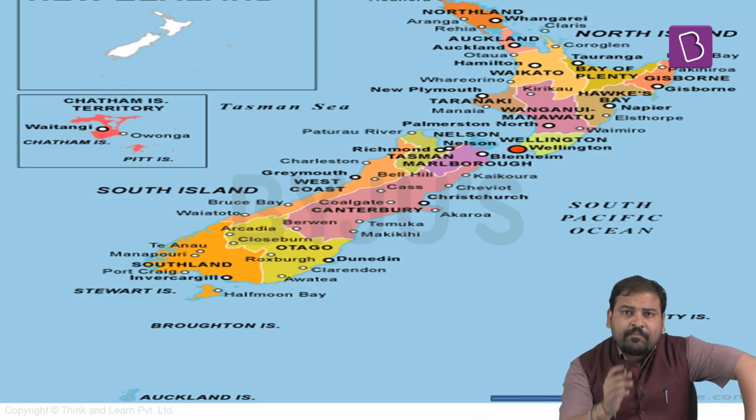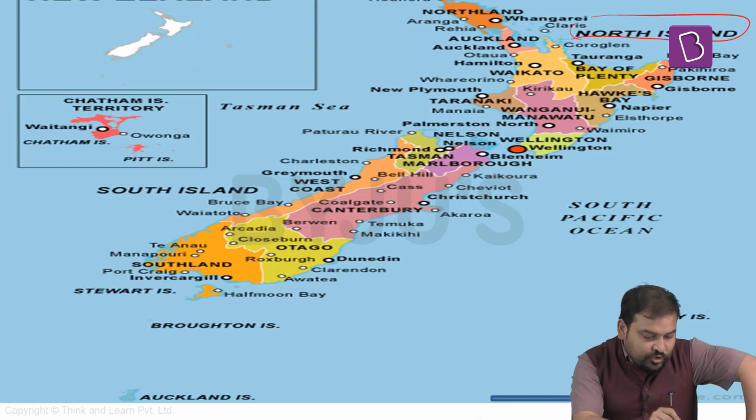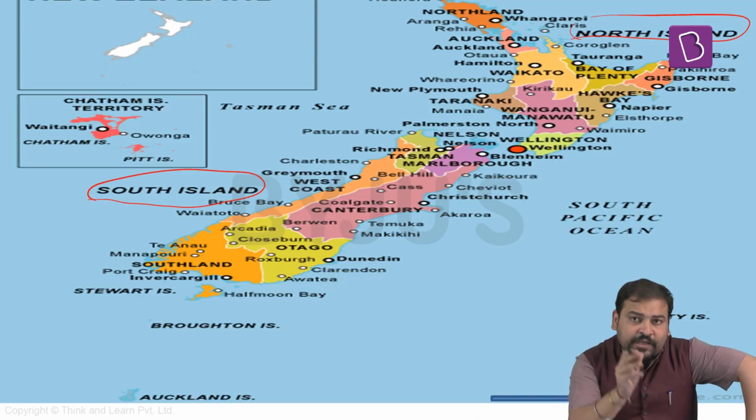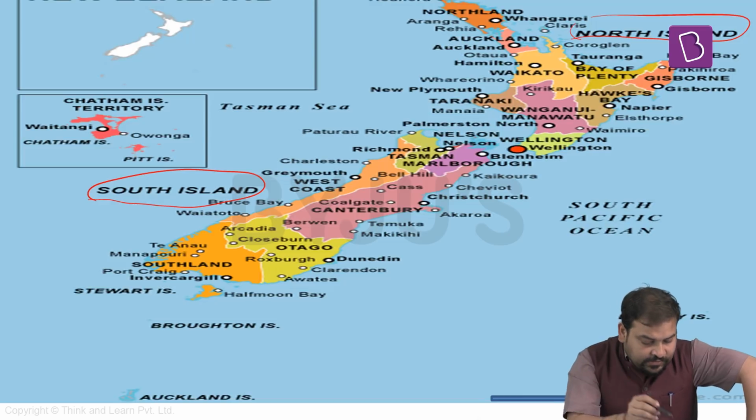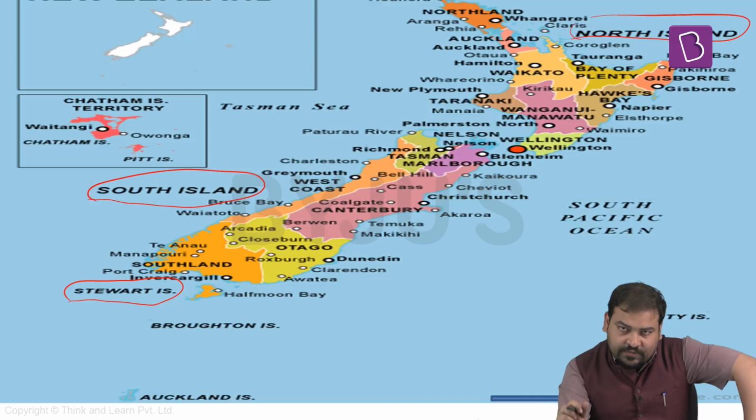Now let us see the map of New Zealand. Now if you look, New Zealand is mainly divided into 2 islands, your North Island as well as your South Island. But then there is one more important island, that is the 3rd island, which is Stewart Island as far as New Zealand is concerned.